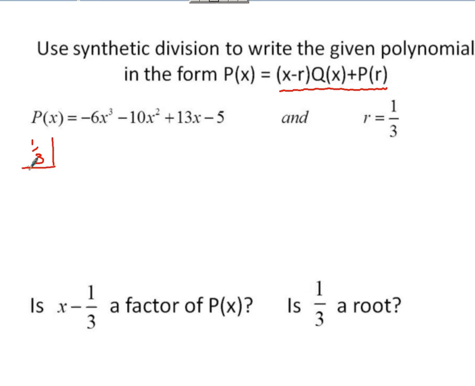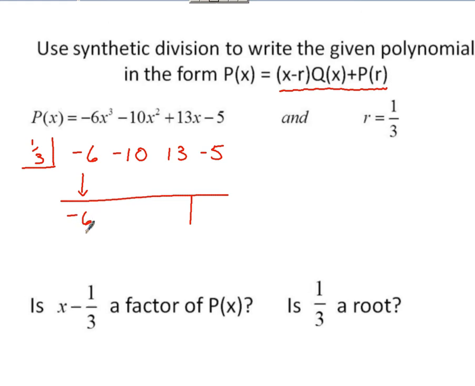We're going to spell out the coefficients on the polynomial function, making sure each term is accounted for. In this case, no zeros are necessary, right? Set up our line, set up our box here for our remainder. Going through the synthetic division, bring down the -6.